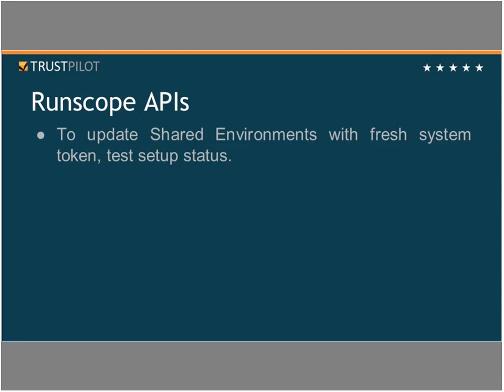Yeah, also I didn't mention that to update the system token we also use Runscope APIs, because we need to be sure that it never expires. System tokens are never expired.